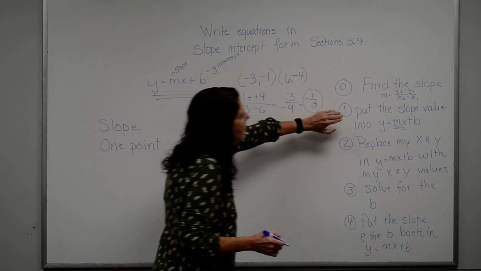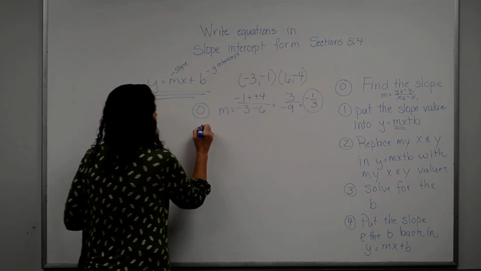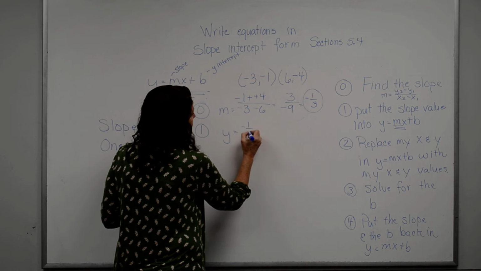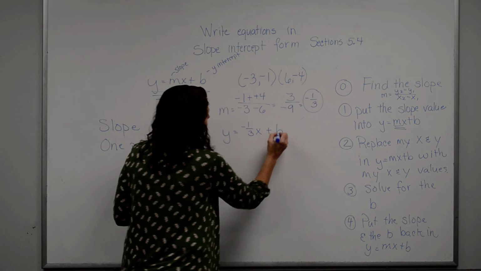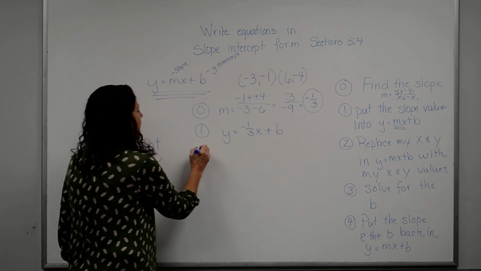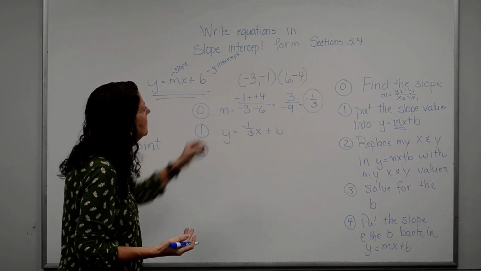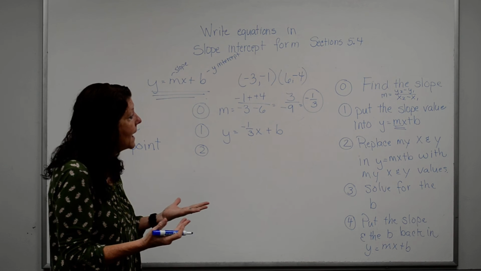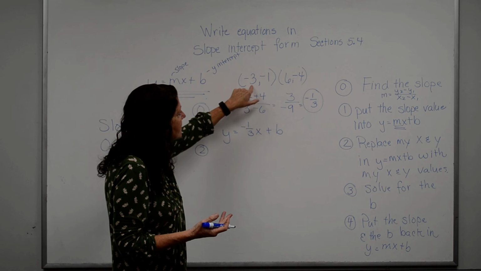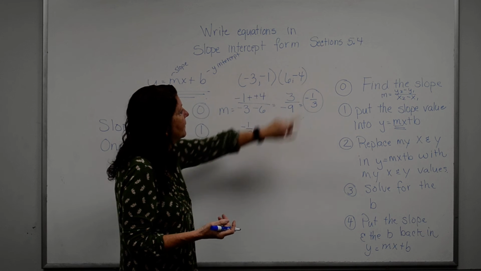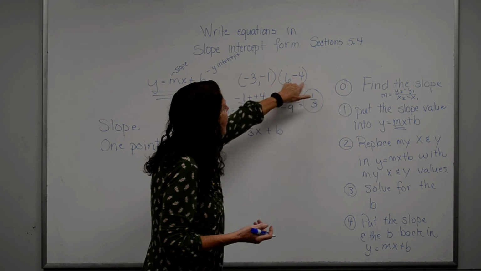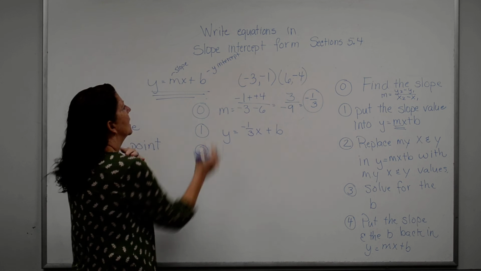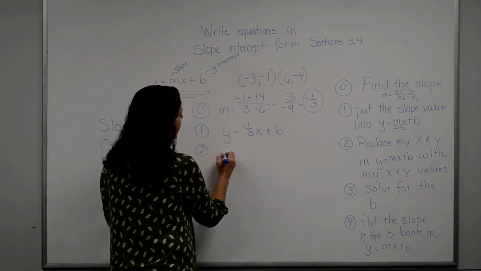So now I'm at this point. So step 1, I'm going to place that slope in my equation. Step 1 complete. Step 2, oh, now I've got a problem. Which x and y do I use? It does not matter. But if I chose that x, I have to choose this y. If I choose this x, I have to choose that y. So it really doesn't matter. Let's choose the first one. So I have negative 1.